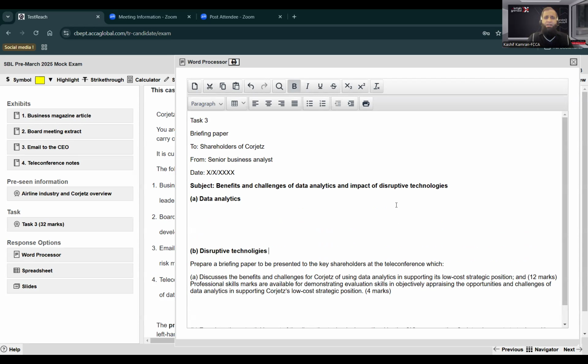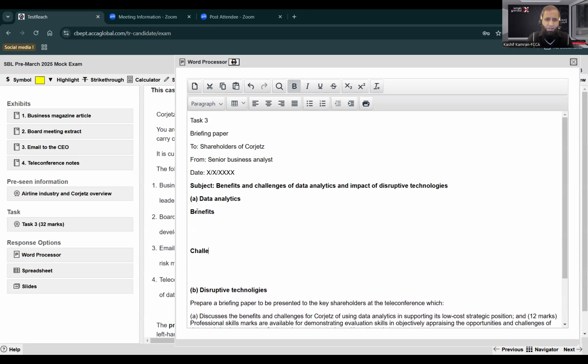Right. Now, under the data analytics, you need to give the benefits of data analytics and you need to give the challenges of data analytics. And under the disruptive technology, you need to give only the potential impact. So that's only one thing you're doing here, potential impact. And that's where you end up the answer.